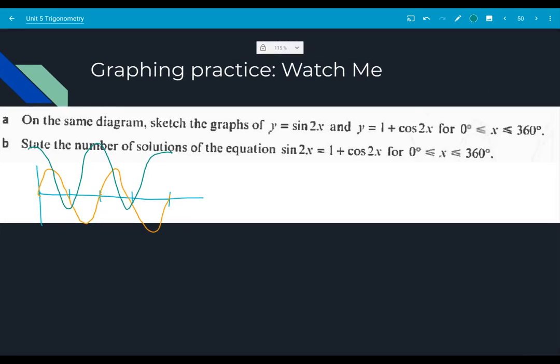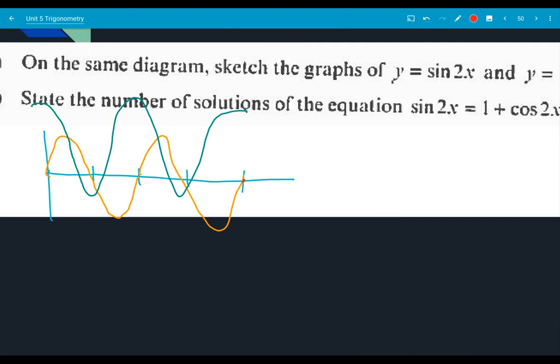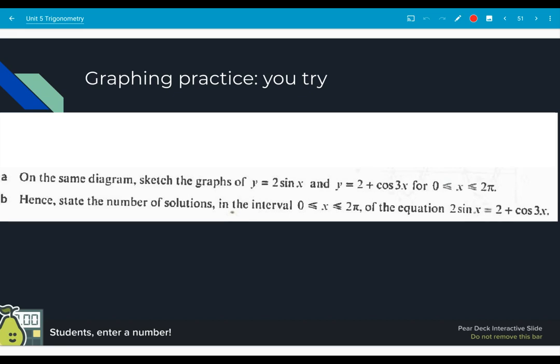Now, part B says state the number of solutions of those 2 equations between 0 and 360. Well, this is 360 right here. So let's state the number of times they cross. They cross once, twice. And that's going to get us set up for our next section.